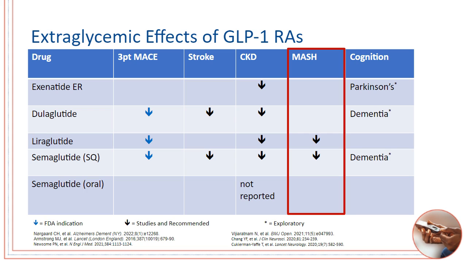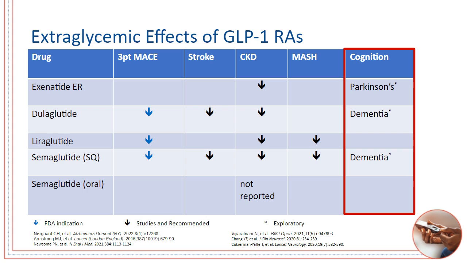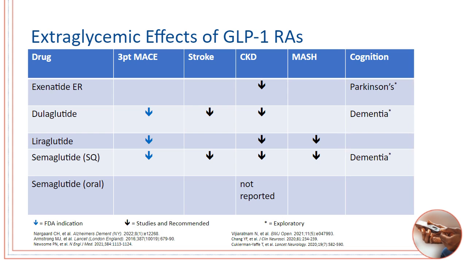Again, no FDA indication. And kind of projecting to the future, we actually are starting to see studies in GLP-1 receptor agonists that are improving cognition and may affect neurocognitive disorders. We're not ready for prime time yet, but I think it's important to highlight these agents have many extra-glycemic effects.